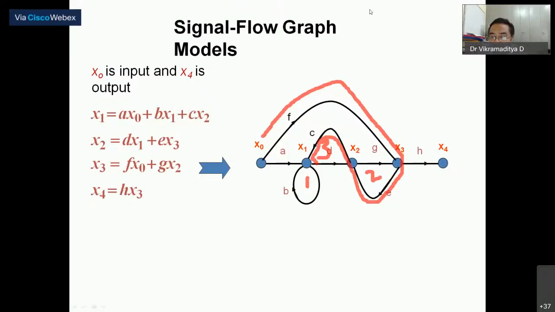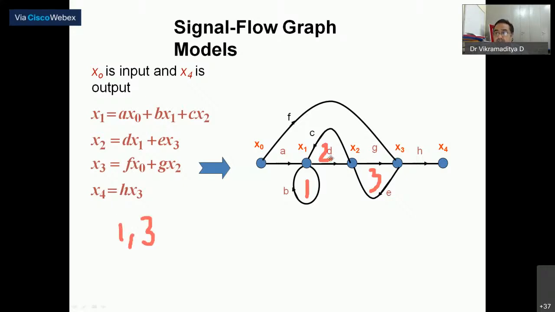Prananjay has asked me, sir, how many are the non-touching loops? Okay, so this was the first one, this was the second one, and this is also the third one. If first and second are touching, yes, they are touching. If first and third are touching, no. First and third are not touching at all. So first and third are one pair of non-touching loops. So one pair is 1 comma 3.